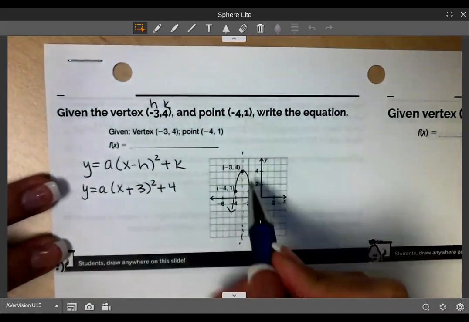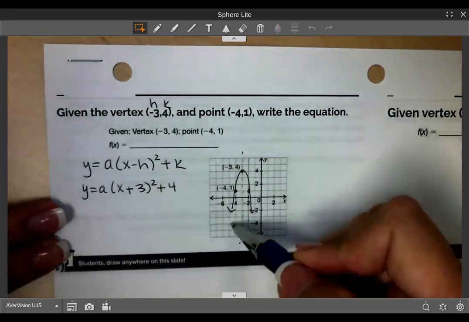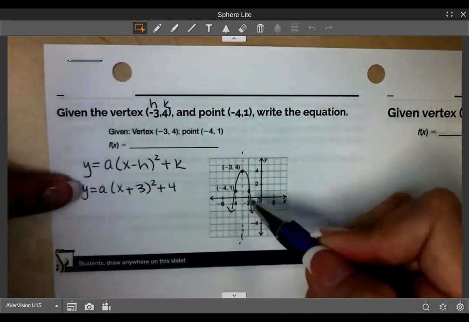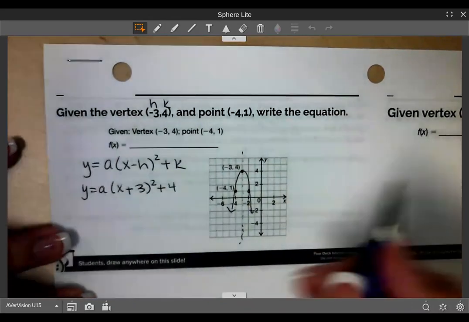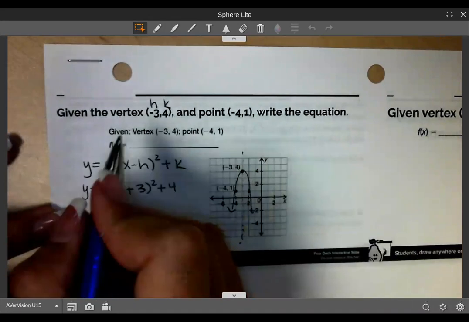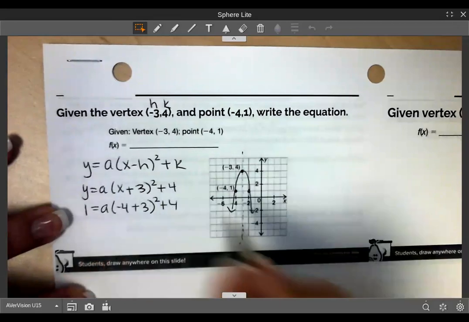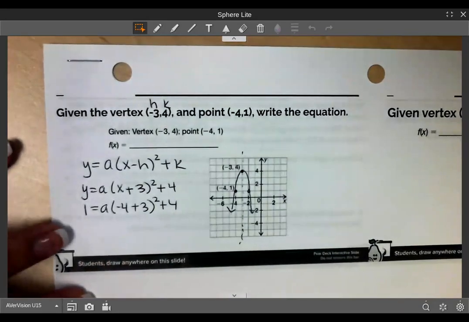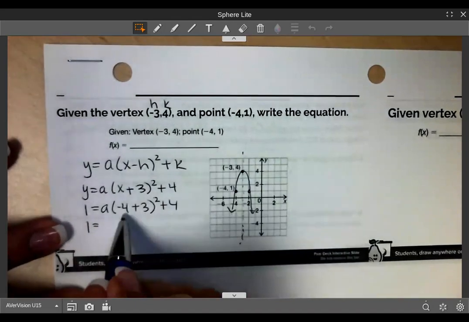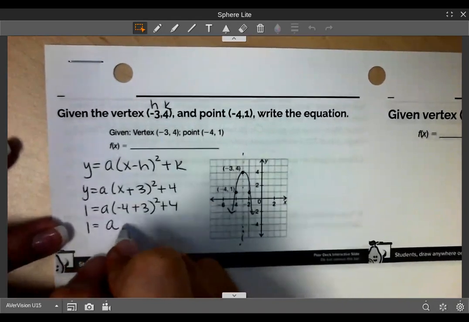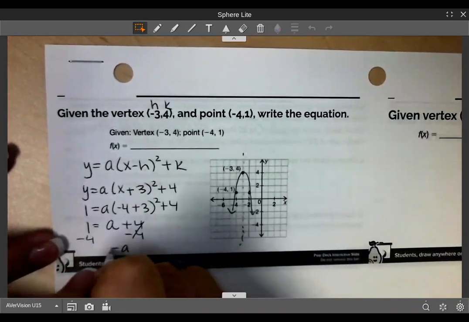Now to make it this exact quadratic, I need to figure out what the a value is. In order to do that, every single point on this quadratic comes from this equation. So I have a bunch of x and y values that I can plug in to get that a value. So I'm going to go ahead and take this point of -4, 1 and plug it in. I plug in 1 for the y value and -4 for the x. Now we are ready to solve for this a value because we have a one variable equation. -4 plus 3 is -1, squared is 1, so we get a plus 4. I subtract my 4, and a is equal to -3.